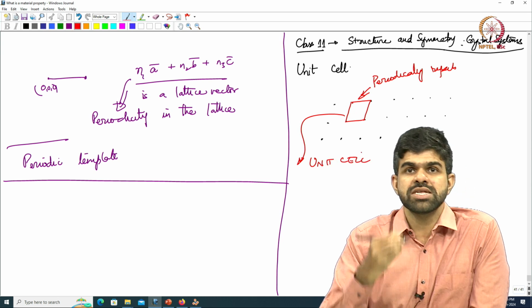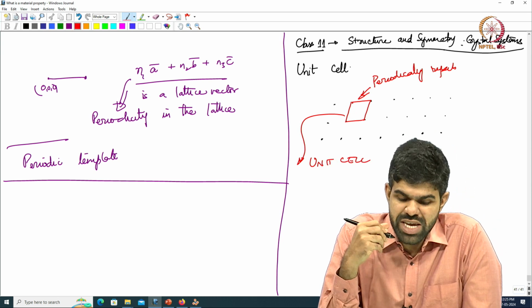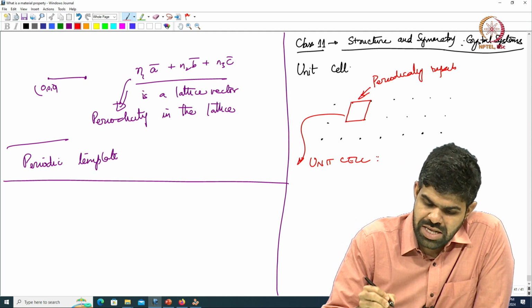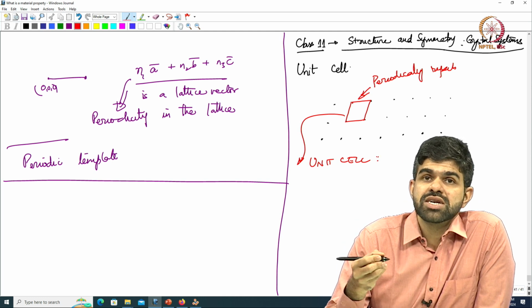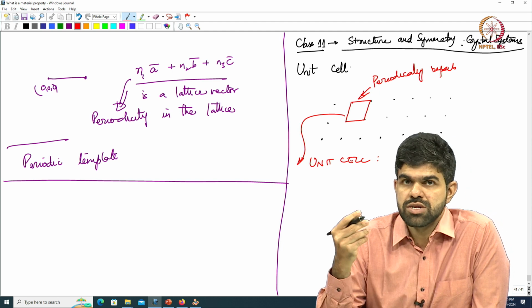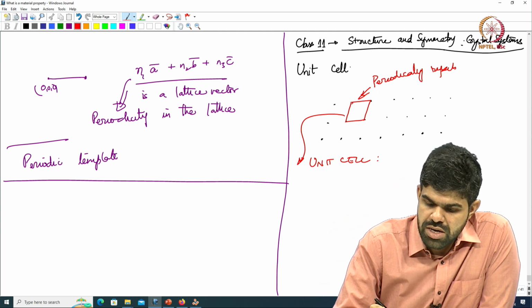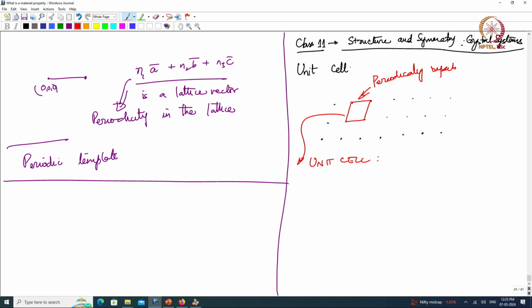But by no means is the selection of a unit cell unique. Now, this unit cell has, so the question arises, how many lattice points does this unit cell encompass. So, the way to count that is, okay, this unit cell is going to encompass 1/4 of this lattice point, 1/4 of this lattice point, 1/4 of this lattice point, and 1/4 of this lattice point. So, that is how I am going to count.